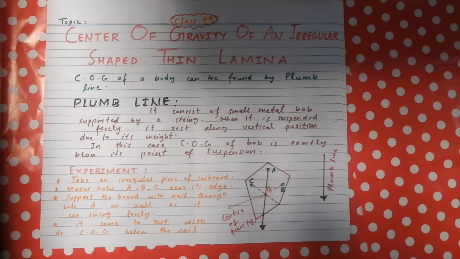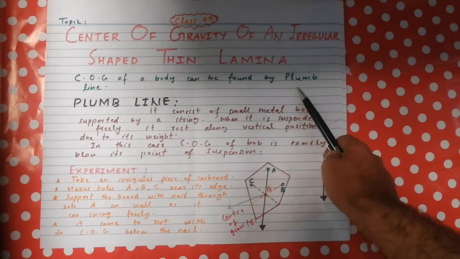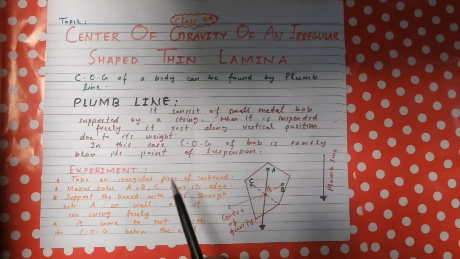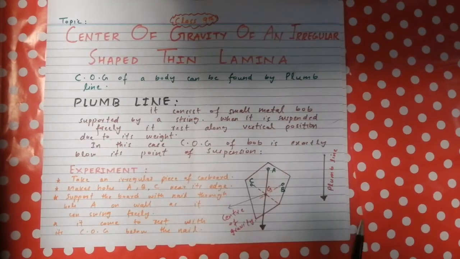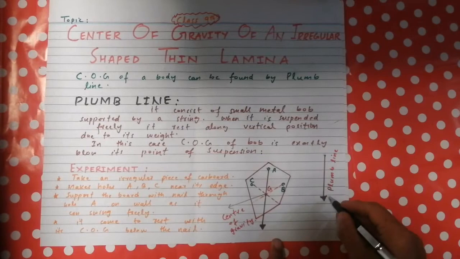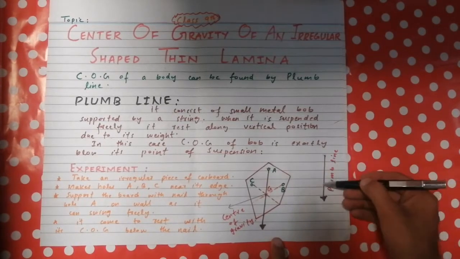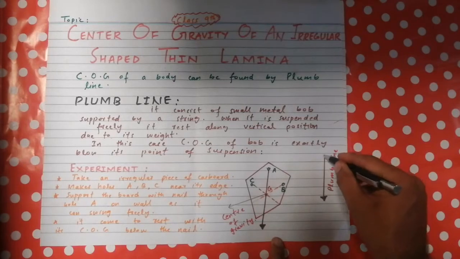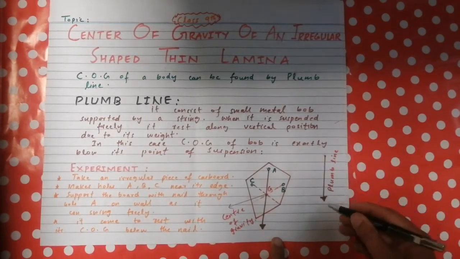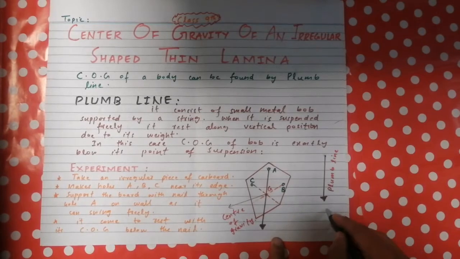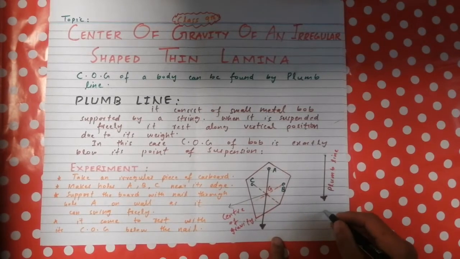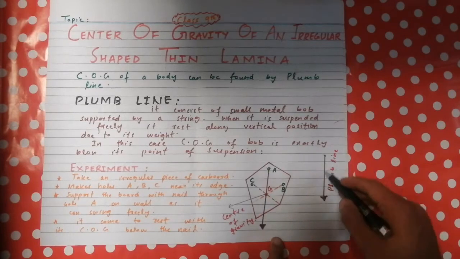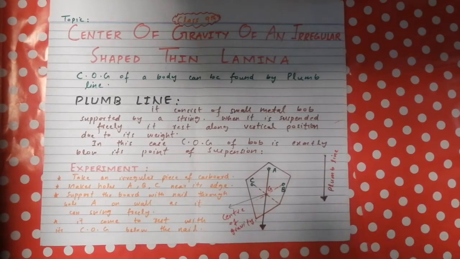The center of gravity of a body can be found by a plumb line. So first you must know what a plumb line is. A plumb line consists of a small metal bob supported by a string. When it is suspended freely, it rests along the vertical line due to its weight acting downward, and its center of gravity lies just below the point of suspension. So the plumb line is used to find the center of gravity of an irregular shaped object.